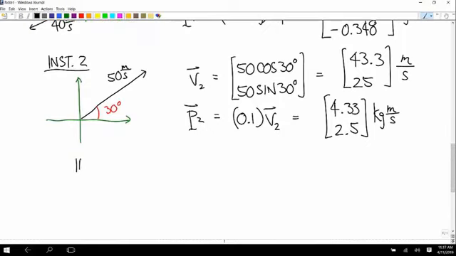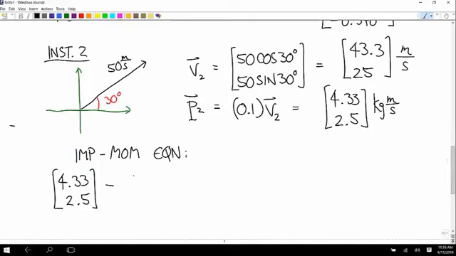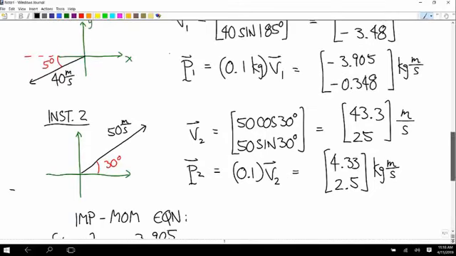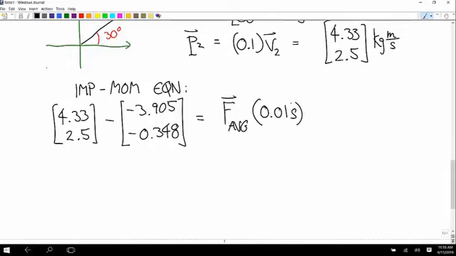And now the impulse momentum equation says 4.33, 2.5, the momentum at instant 2, minus the momentum at instant 1, which is negative 3.905, negative 0.348, is equal to the average net force times the elapsed time, which is 1 second.